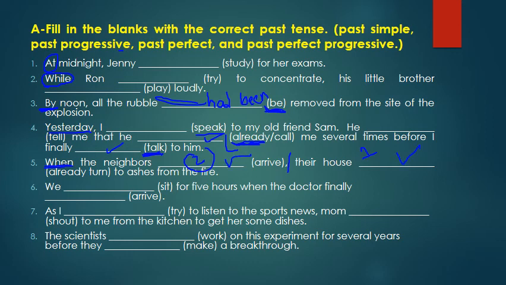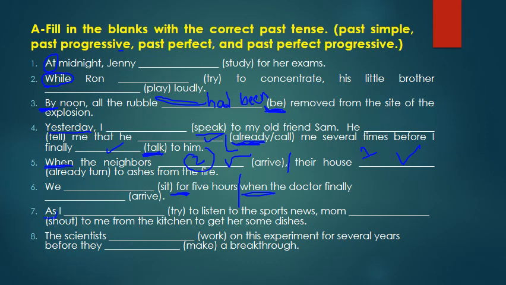Number 6. There's a for here. What do we use with the for? It's always the perfect tense, and which one? The continuing. Okay, so we had been sitting for 5 hours when, this is the part with the when, you use the past simple, when the doctor finally arrived. We had been sitting for 5 hours when the doctor finally arrived.